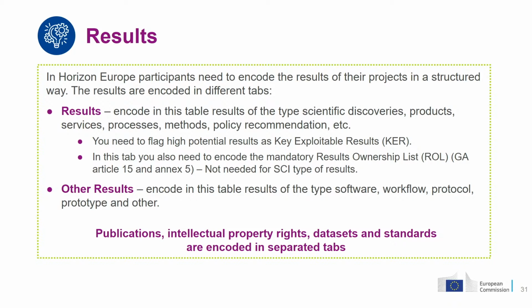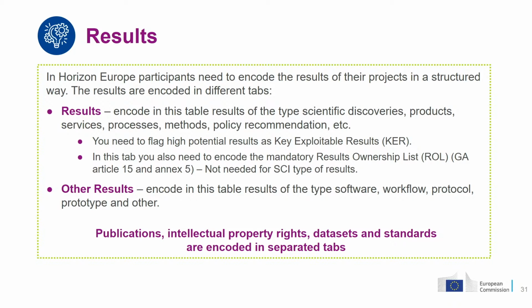So the next table is the results table. This is new to Horizon Europe. Here you need to encode a result, which means it should be something that is a scientific discovery, a new product that you developed, a new service, a process, a method, etc. Once you encode the result, you say that you have this type of result, and then you give the name of the result. There is a question on whether it is a key exploitable result, a result that can later be exploited further. If this applies, you will have to answer a few extra questions concerning the possibilities for market exploitation or something else.